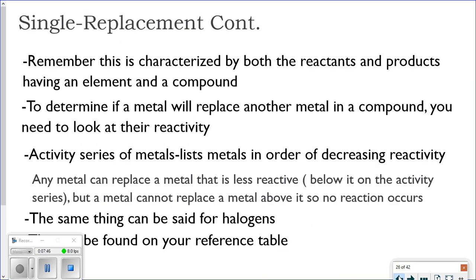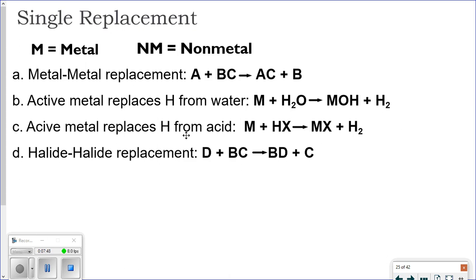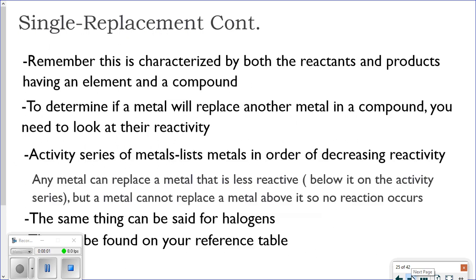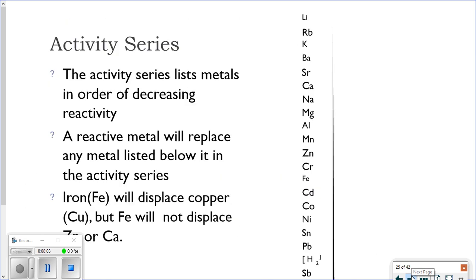And if you look at your reactions on your reactivity series, this would be part B, where you have a metal with water, so it will produce the metal hydroxide and hydrogen. So we're going to use that pattern when predicting products.